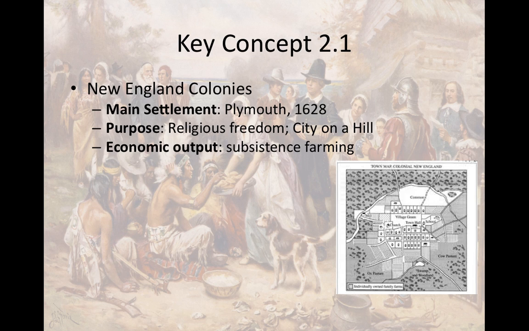Their economic output was mostly subsistence farming. They did deal in lumber, they did build ships, they did things like that, but as you can tell by the map, people lived in houses which sometimes had farms attached to the back of them. However, there was common or communal farmland that the town sort of shared. They were Puritans. Some pilgrims intermixed, but mostly Puritans.